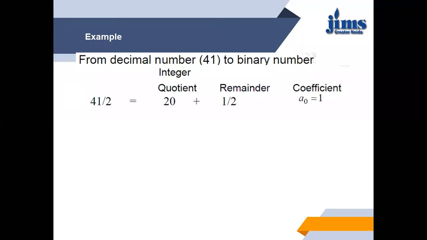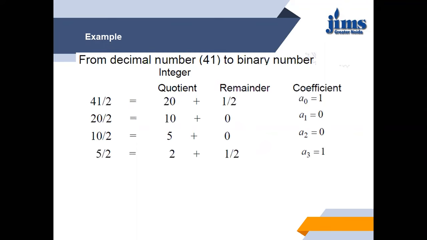So 41 divided by 2, quotient is 20, remainder is 1. So 1 is the first coefficient. Now when we divide 20 by 2, the quotient will be 10 and the remainder will be 0. This 0 will be a1. Again I divide 10 by 2, quotient is 5, remainder is 0. We do this until the quotient is 0.